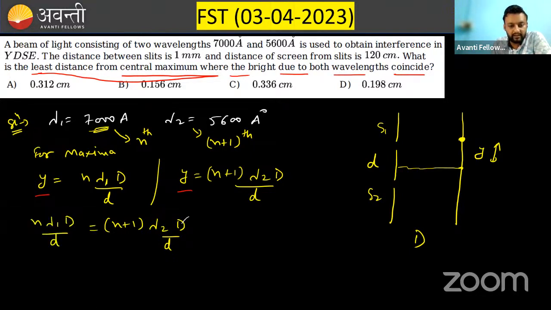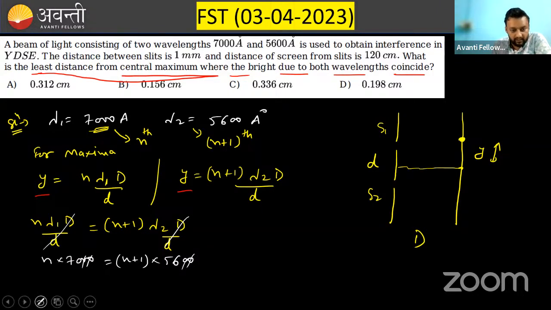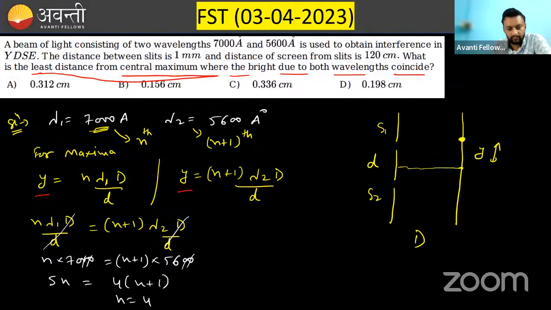Few things will be cancelled here. D by d will be cancelled. So n times lambda 1, which is 7,000, is equal to (n plus 1) into 5,600. If you solve it, the zeros will be cancelled out, and it will be divided by 14. So 5n is equal to 4(n plus 1), that means n is equal to 4. n is equal to 4.